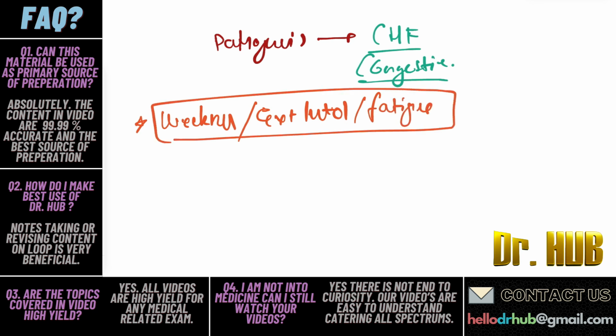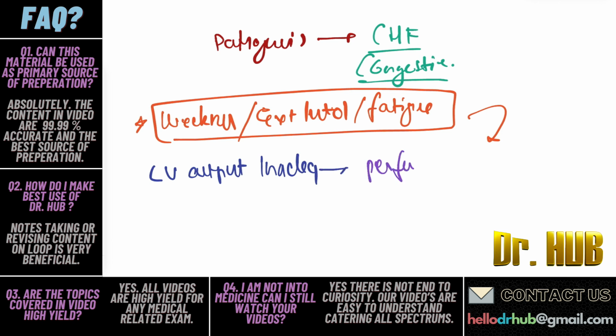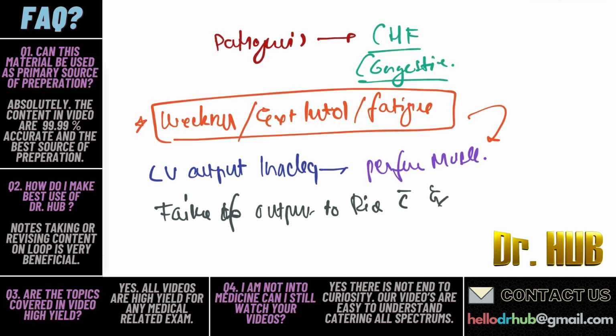So what is all of this contributing to? The cause here is that the left ventricular output is inadequate to perfuse the muscles, and especially the failure of the output to rise with exercise.